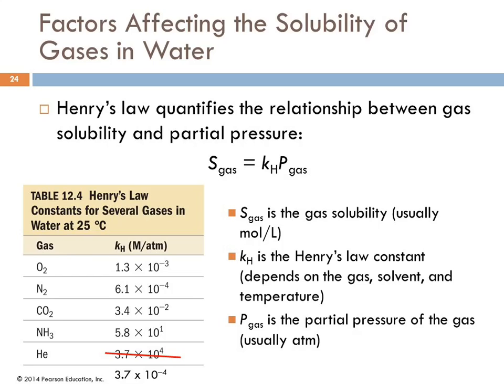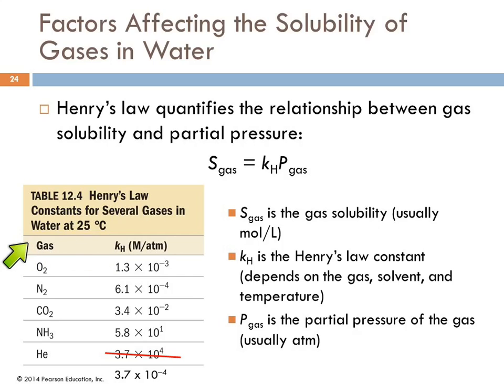So there is an equation that describes the relationship between gas solubility and the partial pressure of that gas. And it's called Henry's law. So Henry's law, S equals KH P. S is the solubility of the gas. It's usually described in moles per liter. KH is the Henry's law constant. And that's going to be different for different gases, different solvents, different temperatures. And then P, gas, is the partial pressure of the gas. And usually that's in atmospheres. It depends on what the units on Henry's law constant are.